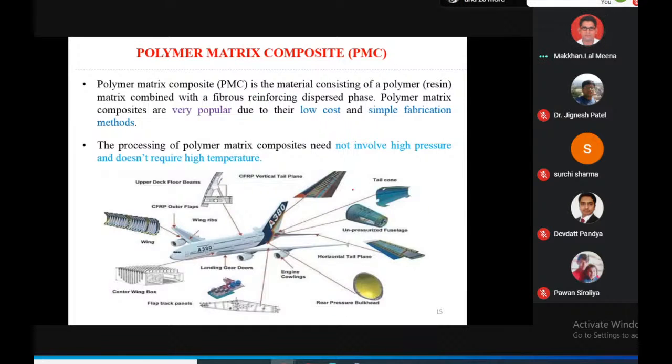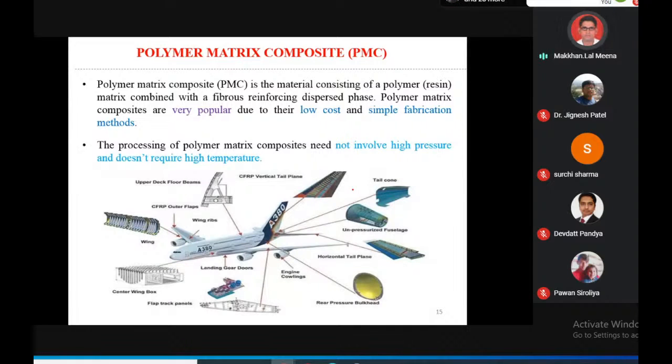So next is polymer matrix composite. The most commonly used matrix materials nowadays are polymeric, and I will discuss in further slides a case study which is based on polymer matrix composites. That is one case study or research. So PMC is a material consisting of a polymer matrix combined with a fibrous reinforcing dispersed phase. Polymer matrix composites are very popular due to their low cost and simple fabrication methods. The processing of polymer matrix composites need not involve high pressure and does not require high temperature. So these are the properties of PMC, which is very popular nowadays as a composite.